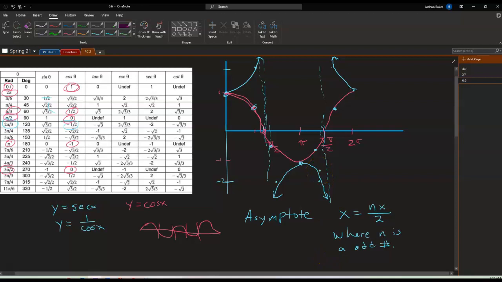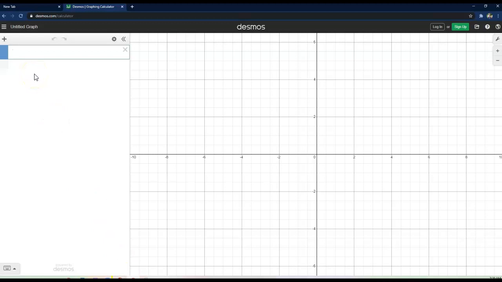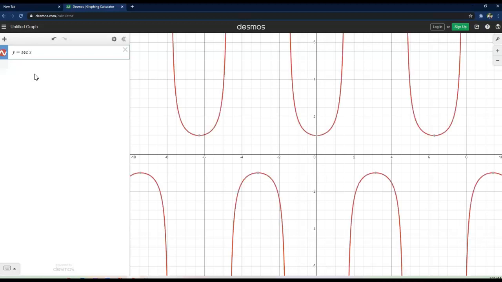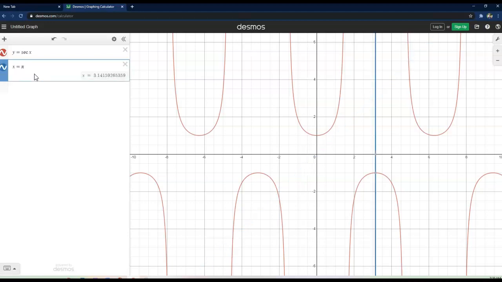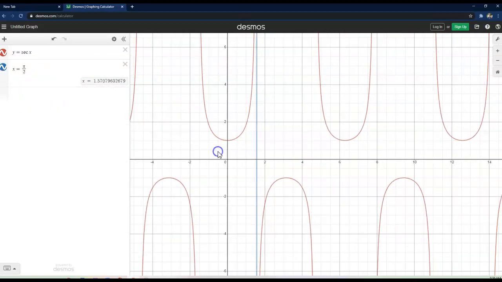So let's go over to Desmos and look at this function. We've got y equals the secant of x, and that's what it looks like. Now let's draw a few of these asymptotes. So there's pi over 2. Let me go ahead and move this over here.